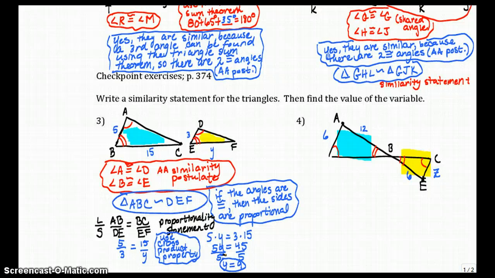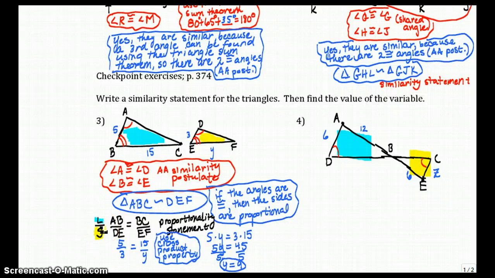We're going to do the same thing on 4. 4 is very similar, but we're going to have to talk about other congruent angles. So let's take a look at that. Okay, you have triangle ABD, which is the large triangle, and then you have triangle CBE, which is the small triangle. I highlighted the large triangle with blue and the small triangle with yellow, just like over here. So that helps you keep them straight.